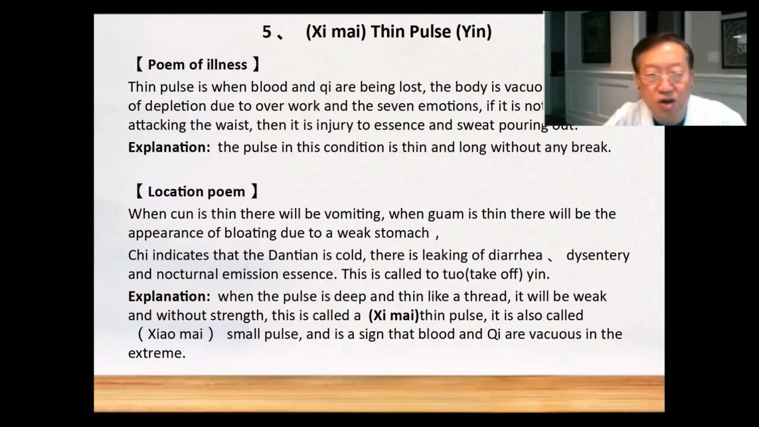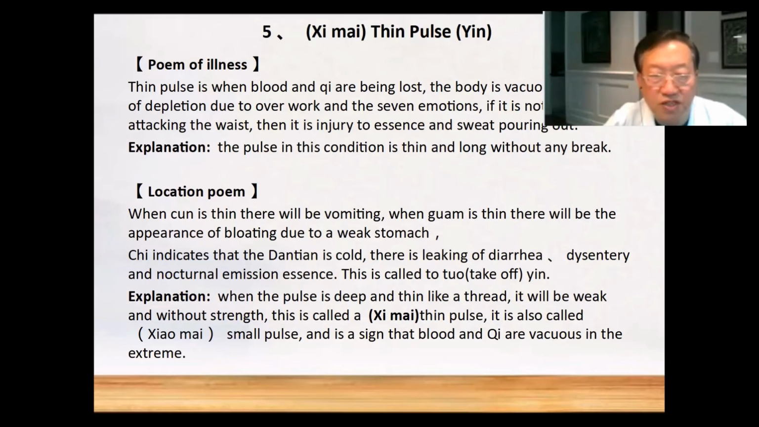Location poem. When Xuan is thin, there will be vomiting. When Guan is thin, there will be the appearance of bloating due to a weak stomach. Chi indicates that the dantian is cold. There's leaking of diarrhea, dysentery, and nocturnal emission of essence. This is called tuo, or to take off yin.